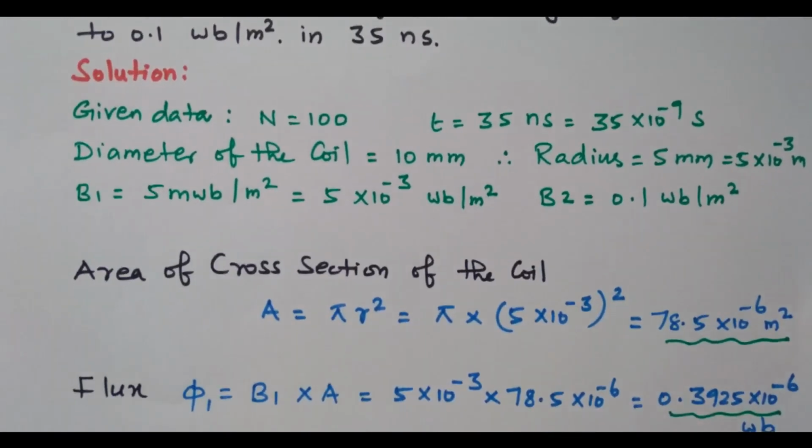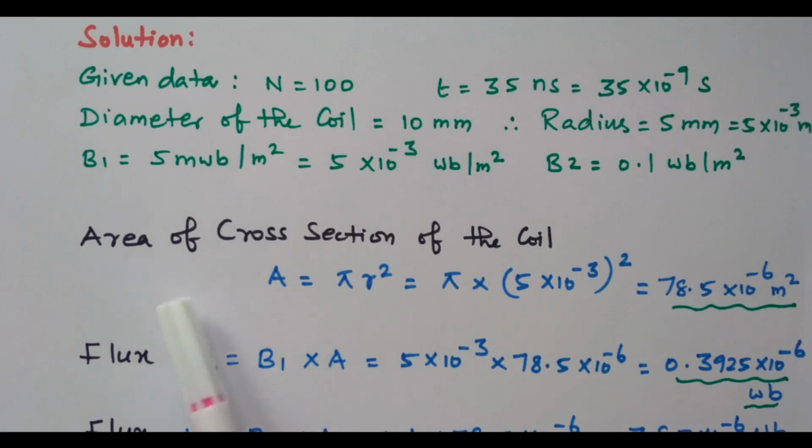So based on the given data, first we will find the area of cross section of the coil. A equal to pi r square. Pi into 5 into 10 to the power minus 3 the whole square. This is the radius of the coil. So by simplifying this, what we got? 78.5 into 10 to the power minus 6 meter square. This is the area of cross section of the coil.